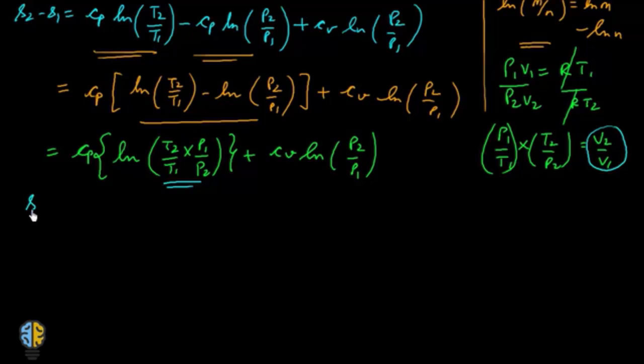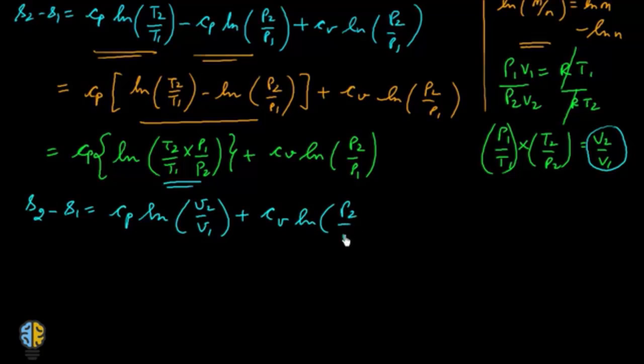So S2 minus S1 is equal to Cp into natural log V2 by V1 plus Cv, not Cp, but Cv into natural log P2 by P1. So this is another equation that can be used to compute the entropy change between any two states for an ideal gas.